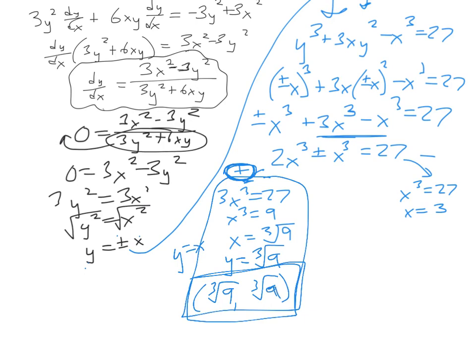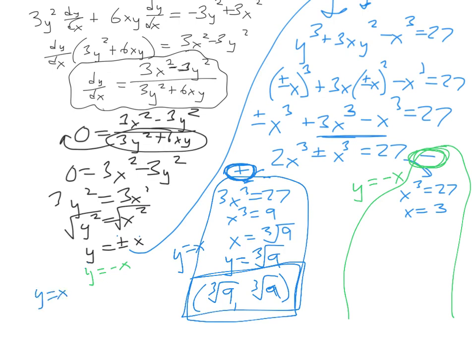Okay. This situation over here happened when y was negative x. That's what this negative means. It means that y was equal to negative x over here, as opposed to y being equal to positive x. Okay, so in that case over here, my y value is going to need to be negative 3, so this stationary point will be 3 comma negative 3. These are the two stationary points that we have for this function.